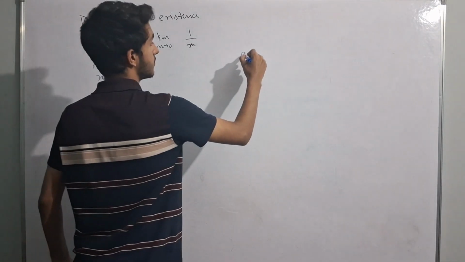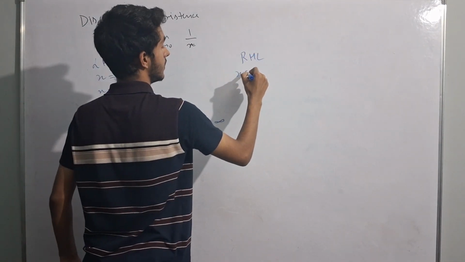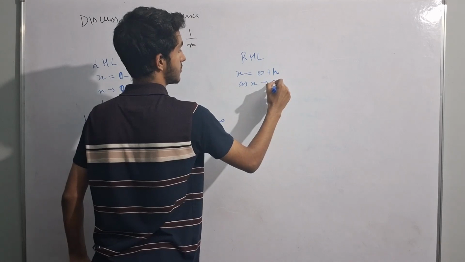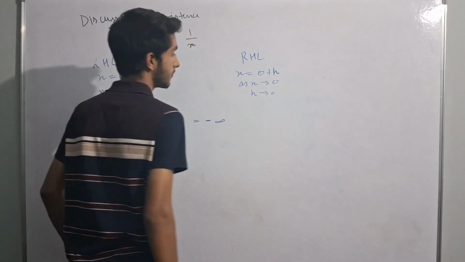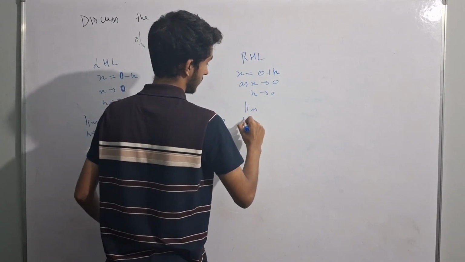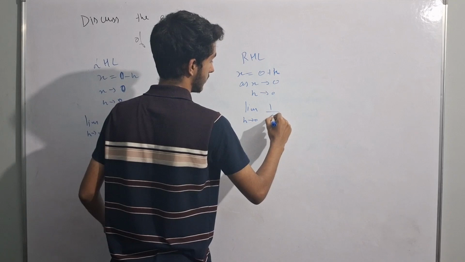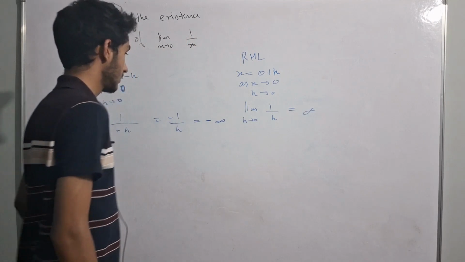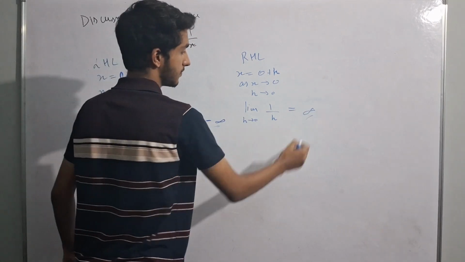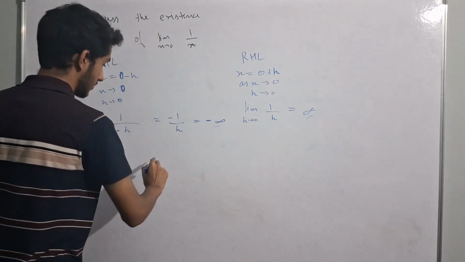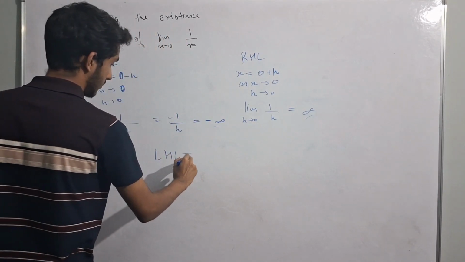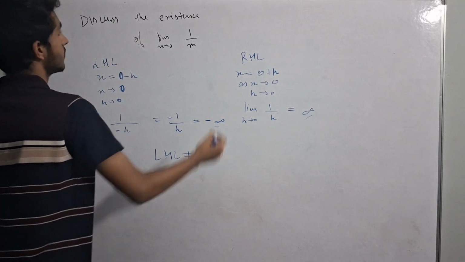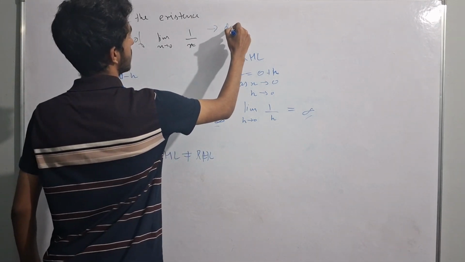So for right hand limit, x is equal to 0 plus h. As x approaches 0, h approaches 0. So limit h tends to 0, 1 by h is equal to positive infinity. So this is negative infinity and this is positive infinity. Hence, left hand limit is not equal to right hand limit. So we can say it does not exist.